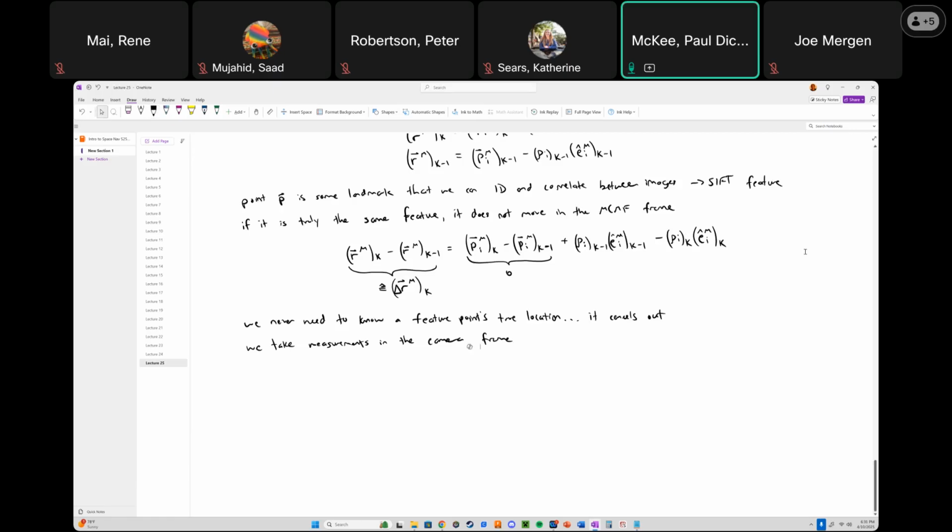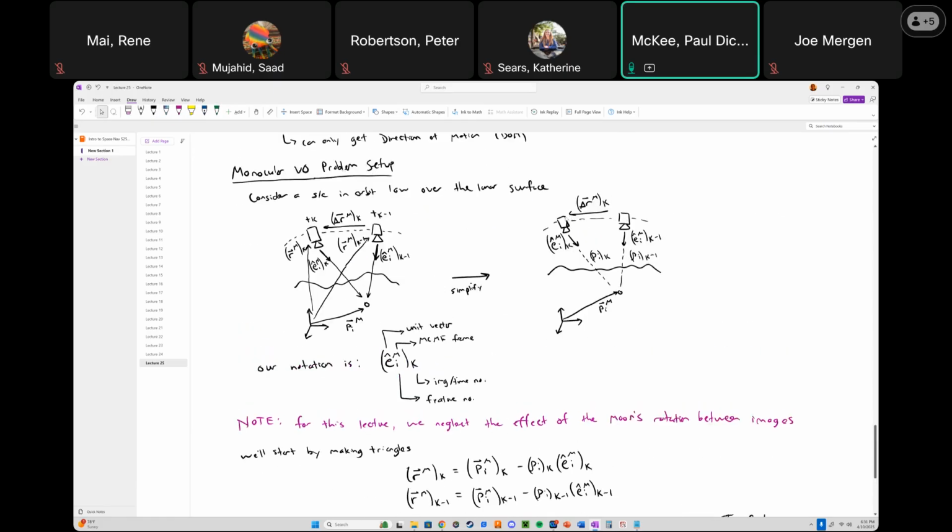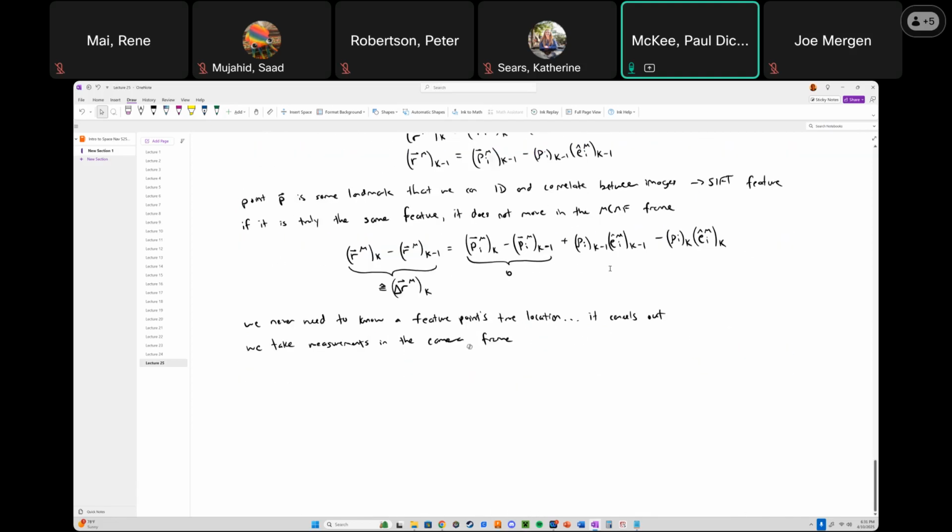And also, as drawn, I don't know if I showed this, the camera is rotating, right? It's actually slewing. So the camera is translating and rotating between images. We don't necessarily know what that is. We're going to want to account for that as well. Okay, so let's write our equation like this.